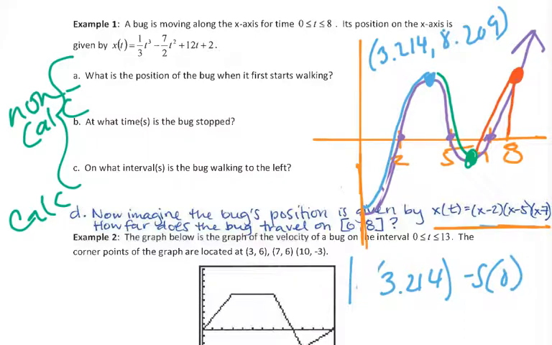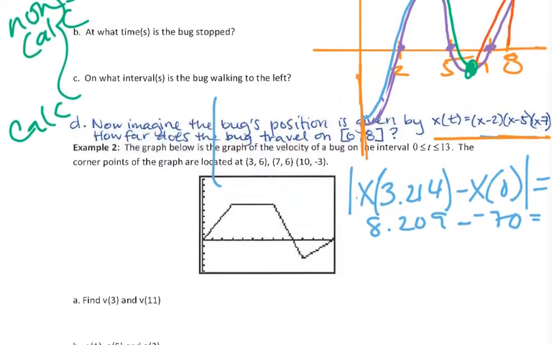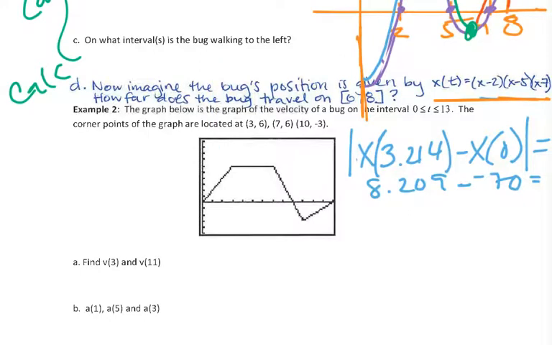And I'm using s, but really I should be using x, because that's what was given in the problem. Okay, so this first piece is going to be 8.209 minus -70, because x of 0 is -70. So that means that our change in position here is actually approximately 78.209. And that's just the blue piece. That's the distance traveled. Now let's do the green piece.